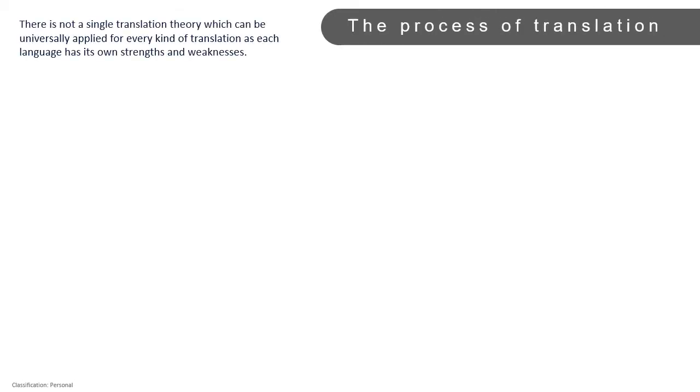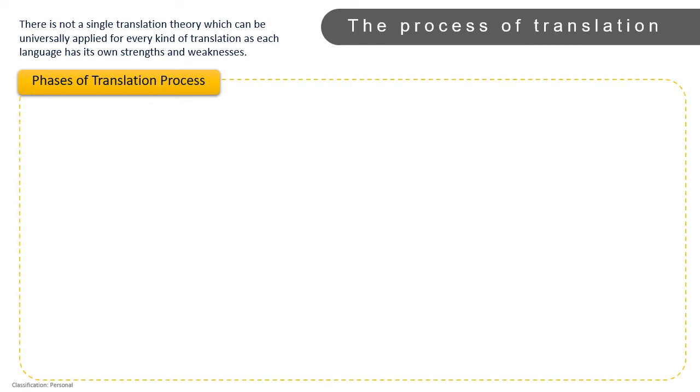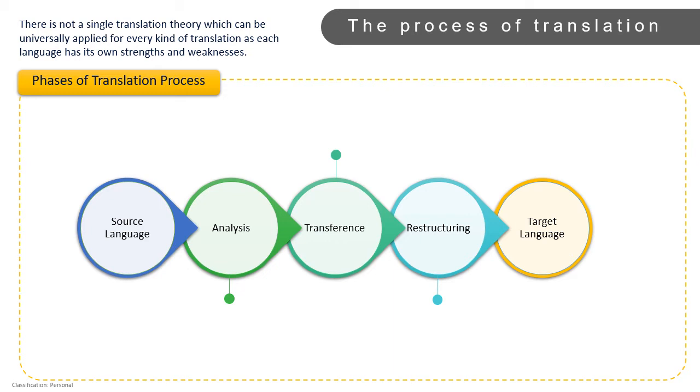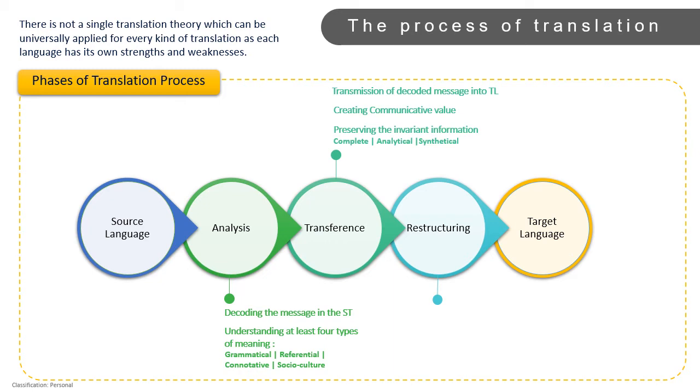Now let's see the process of translation. Essentially, there are three phases of translation: analysis, transference, and restructuring. Analysis means that a translator tries to first decode the message in the source text and understand its meaning on various parameters. Then a translator tries to transmit that information from source text to target text. The translator keeps in mind that the communicative value is conveyed, as well as the most important information in the source text is also present in the target text.